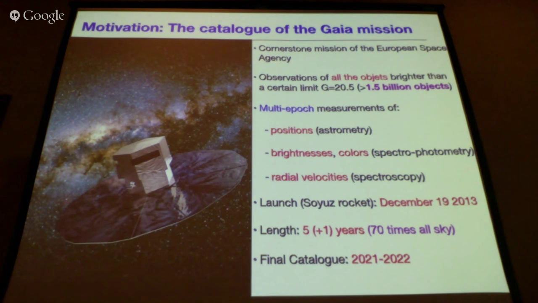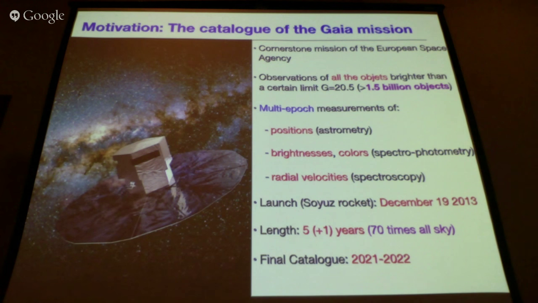So, in a few words, we already had some words about Gaia from Johannes. One minute on Gaia: it's a cornerstone mission of the European Space Agency. It will observe all objects down to a certain limit, that's even larger than 1.5 billion objects. It's doing multi-epoch measurements of positions, brightness, colors, radial velocity. The launch was in December of 2013 from French Guiana on a Soyuz rocket.